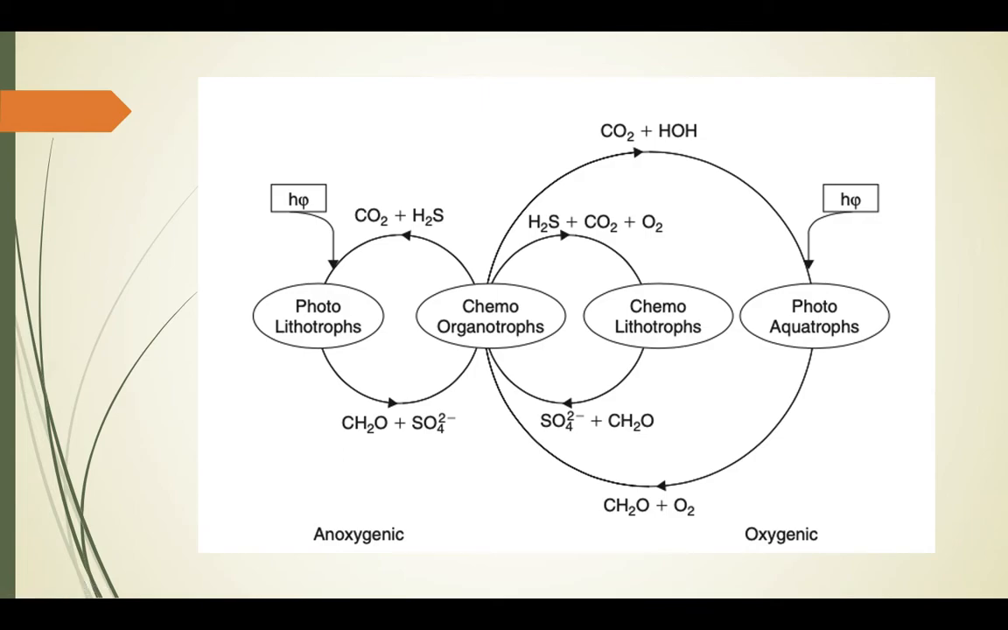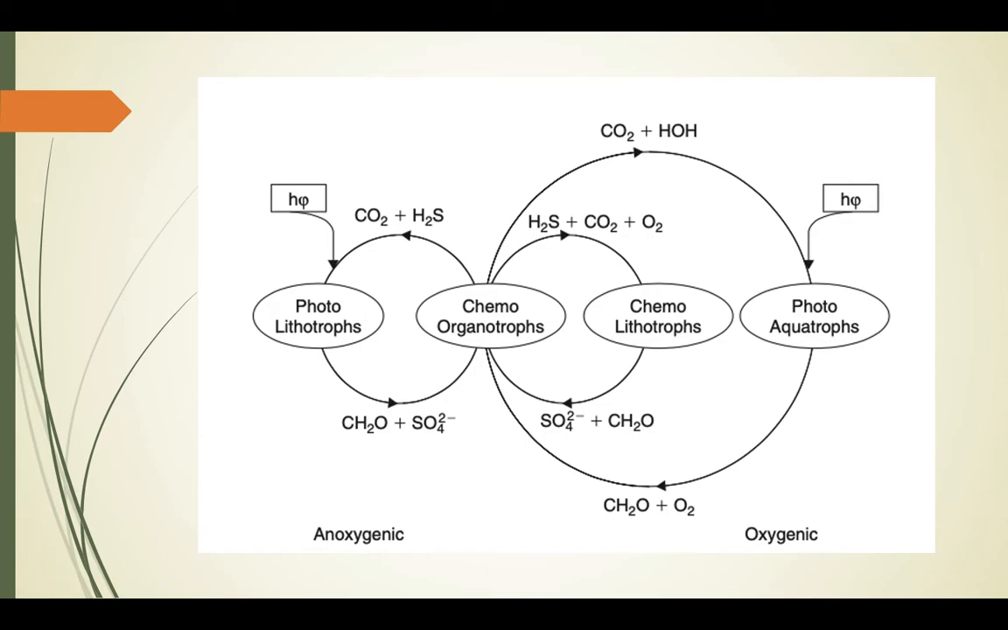So three groups of organisms are responsible for carbon addition to the soil matrix, and only one, the chemoorganotroph, is responsible for the removal of carbon. So photolithotrophs, chemolithotrophs, and photoaquatrophs, these three groups introduce carbon in the soil matrix, while chemoorganotrophs are the ones that proceed with the removal. So their activities intend for the removal of carbon in the soil matrix.